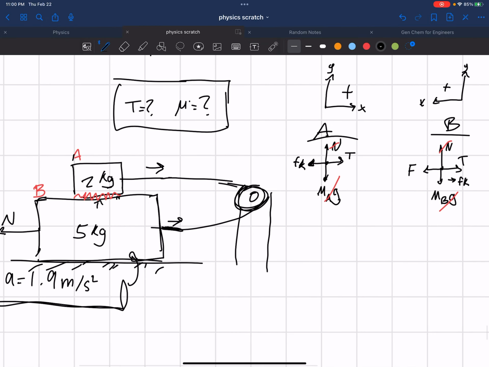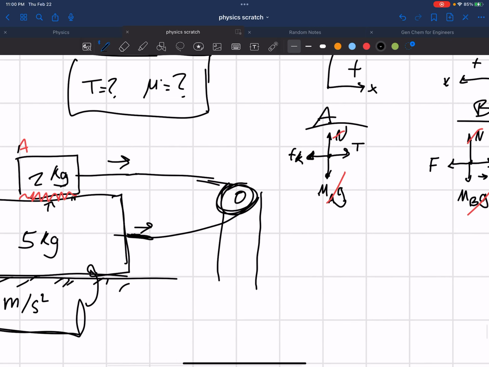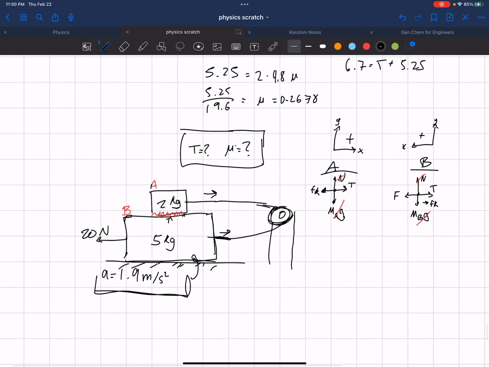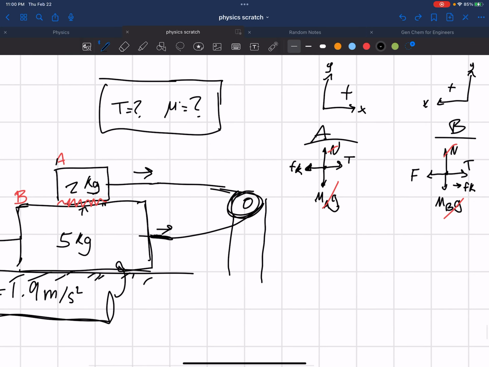The first thing we're going to look at is A. And I hope I'm doing this right, because if I'm not, I'm going to just give up. Anyways. Next, we're finding the tension and the coefficient of the friction force, which I will explain in a second. So, T, we're going to write the sum of them.